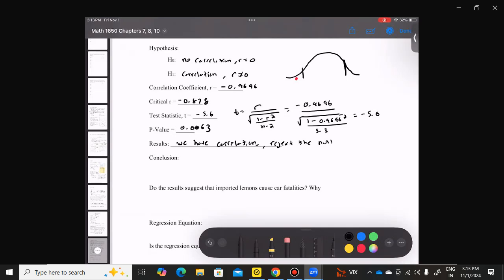All right, so we can say there is evidence that there is a correlation between the weight of lemons and crash fatality.